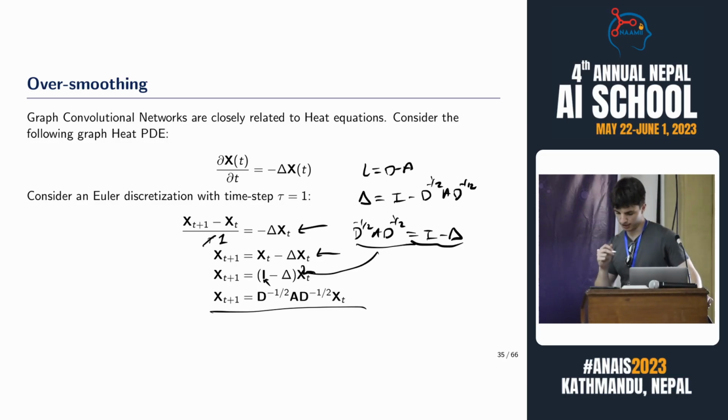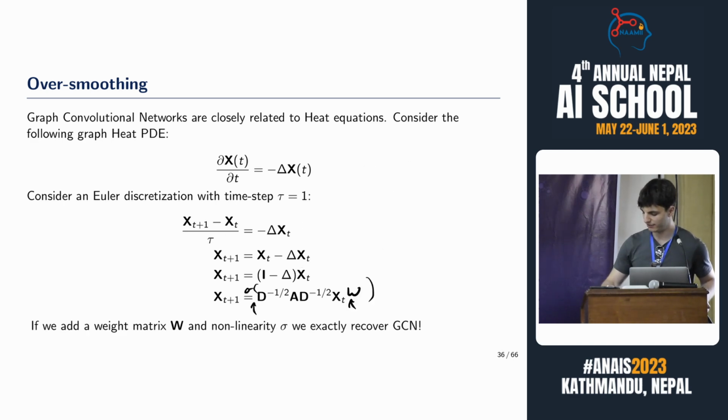And then, pretty much if I rearrange, I get that this is equal to I minus this, okay? And now I can plug this into here, and I get this. Now, this is exactly a graph convolutional network if we add a nonlinearity here and a weight matrix here, right? So if I do this, this becomes a graph convolutional network, okay?